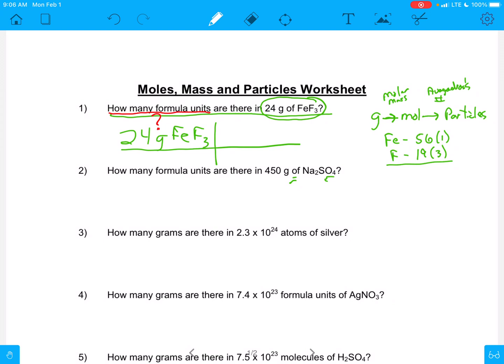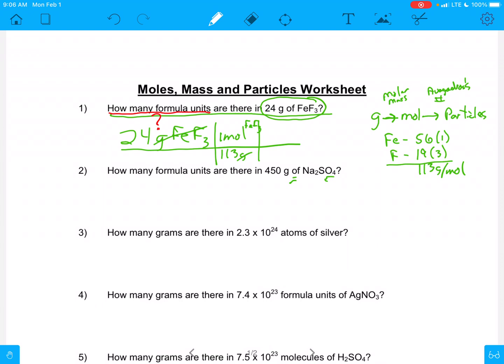I'm going to take 3 times 19 plus 56, and that's going to give me 113 grams per mole. So that's going to be 113 grams per mole, and then I can use that on here. I'm going to put the 113 grams underneath and 1 mole on top. Grams are going to cancel. They're gone. Now I'm into moles, and not just any moles, I'm into moles of FeF3. So now we need to go from moles into particles.